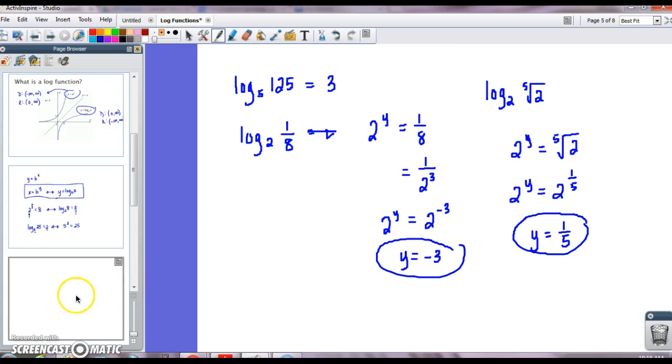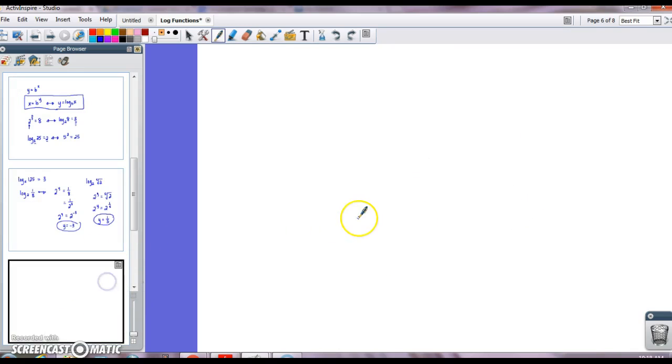Okay. Let's talk briefly about a couple of things having to do with logs. So, for example, can I take the log of 0? If I gave you this problem, log base 3 of 0, and said evaluate that for me.